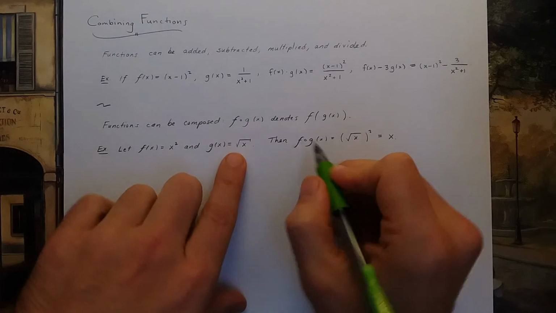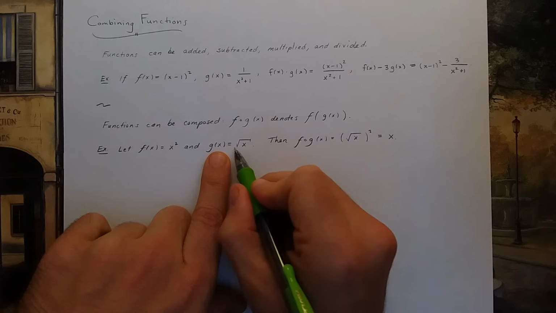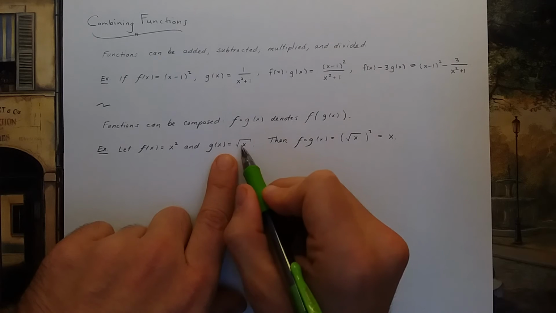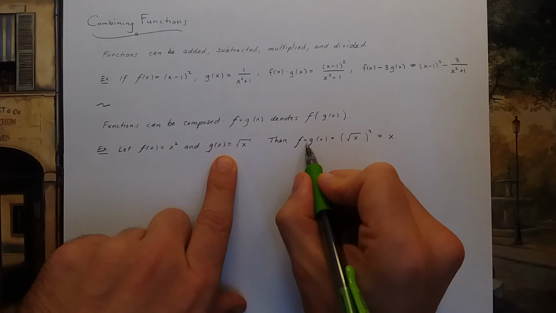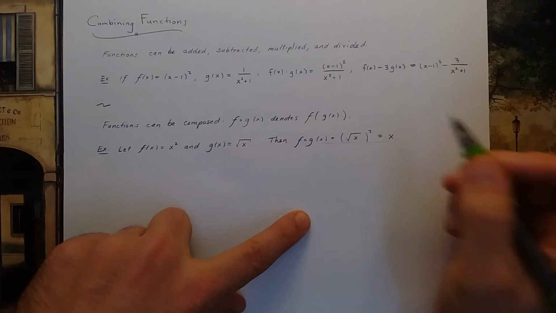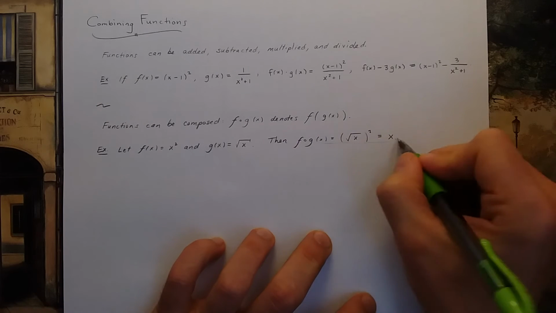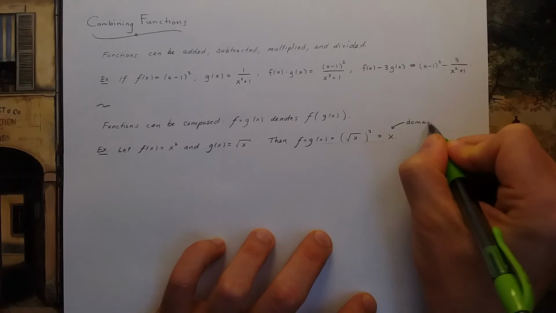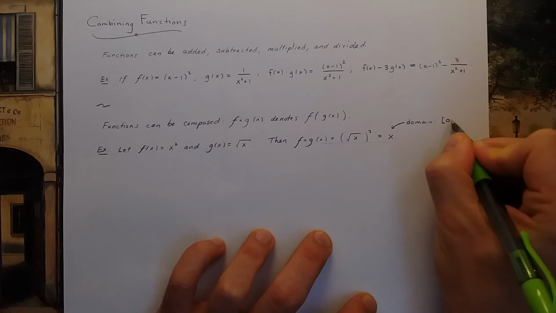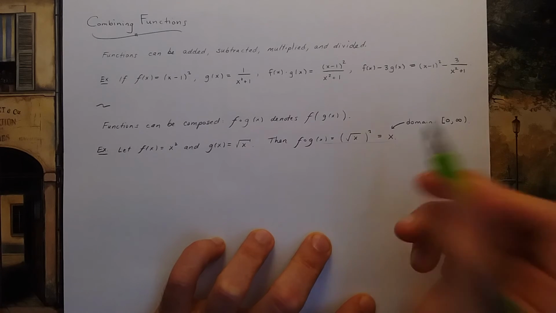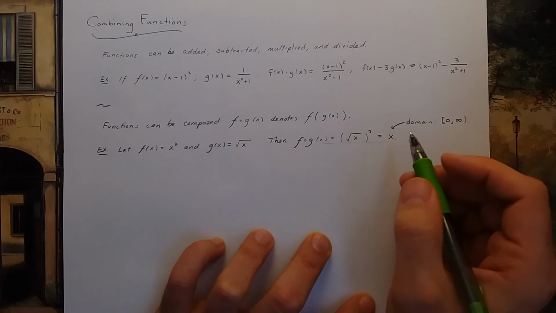You can only plug in positive or zero numbers for g. So you can't plug in a negative number to g. That's not in the implied domain. You can only plug in numbers 0 or bigger. Therefore, in this composition, you can only plug in numbers x that are 0 or bigger. So it is the function x, but only on the domain of numbers 0 or bigger. If you have a negative number x, you can't even do the composition.